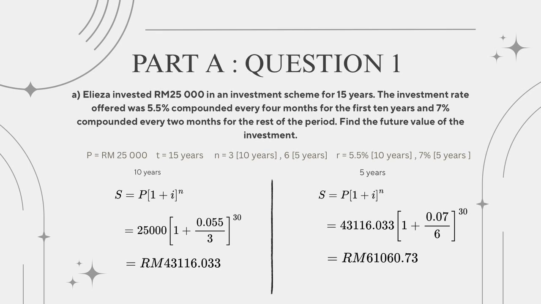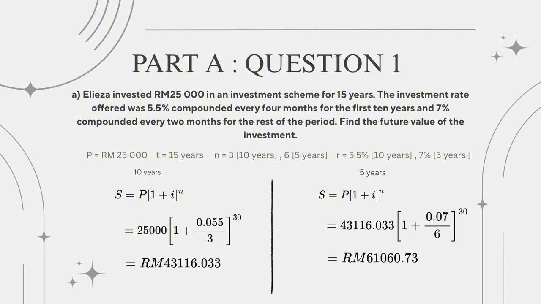First, we use the compound interest formula, which is S = P(1 + i)^n. For the first 10 years, the principal is 25,000 ringgit. The annual interest rate is 5.5%. Since it is compounded every 4 months, there are 3 compounded periods in a year. The number of periods over 10 years is 3 times 10, which is 30. So, we calculate 25,000(1 + 0.055/3)^30. This equals 43,160.033 ringgit.